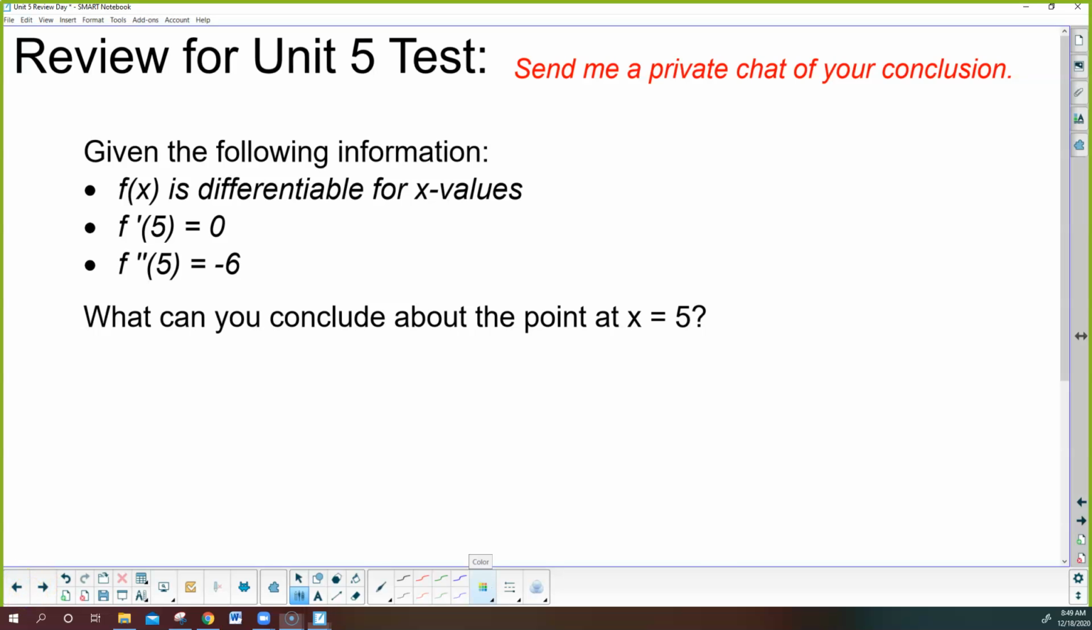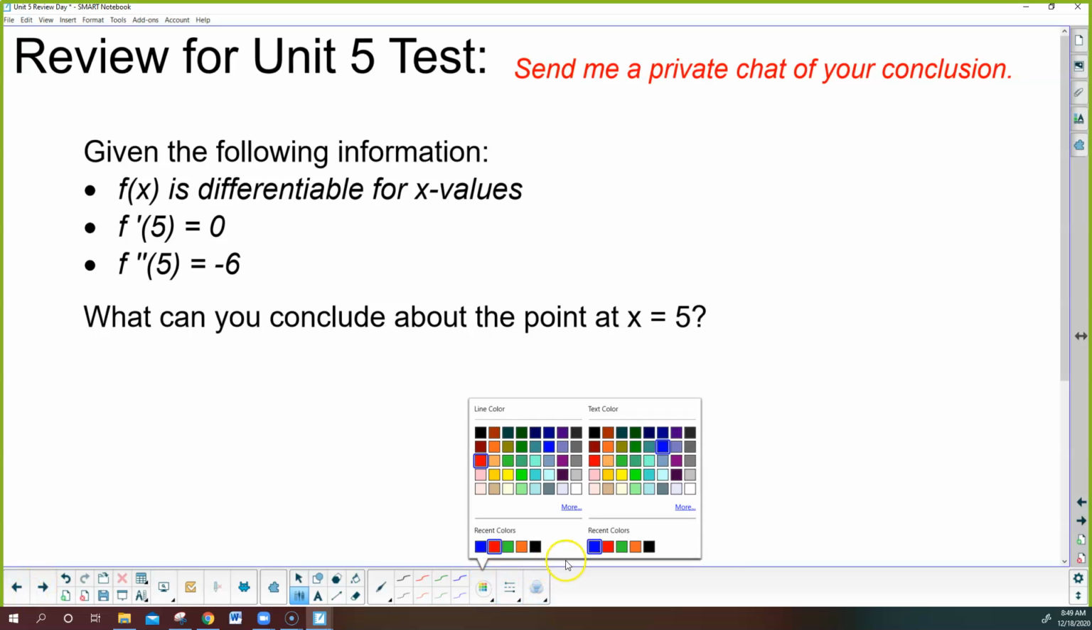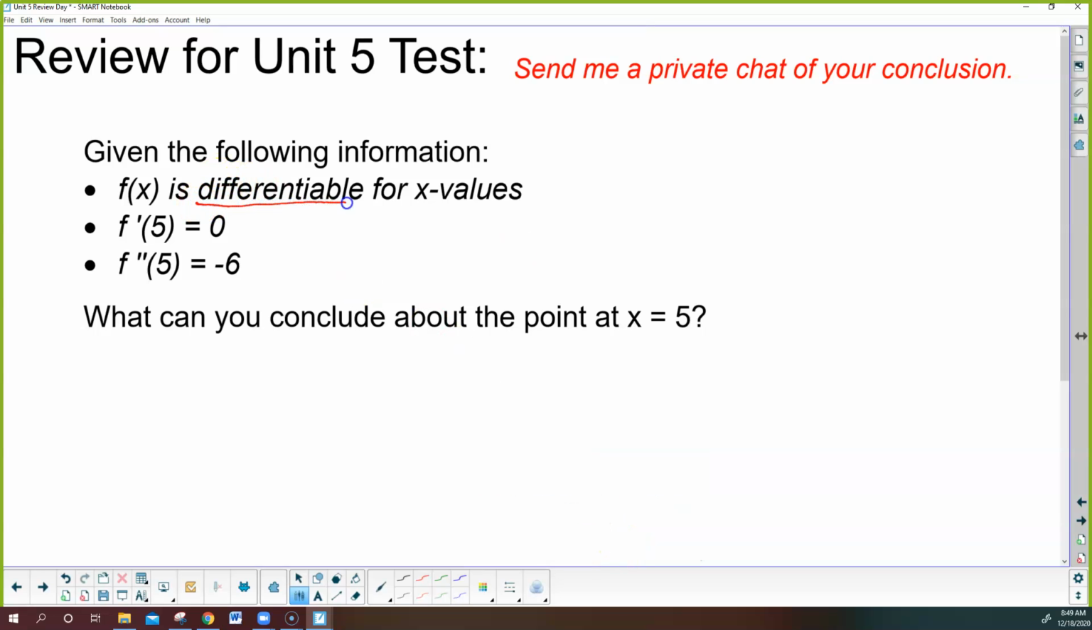Send me a private chat. It looks pretty quick, right? This problem is quick, but there's a lot to decipher here. So f of x is differentiable. If it says that f of x is differentiable, that means the derivative exists. And I actually probably should have said it's twice differentiable, because that means the second derivative exists as well. I should have probably thrown that in there.